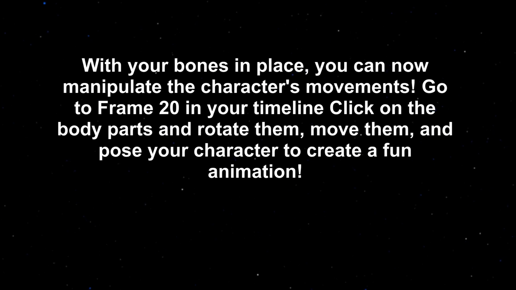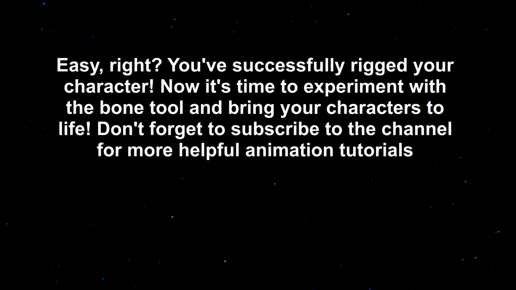With your bones in place, you can now manipulate the character's movements. Go to frame 20 in your timeline, click on the body parts and rotate them, move them, and pose your character to create a fun animation. Easy, right? You've successfully rigged your character.